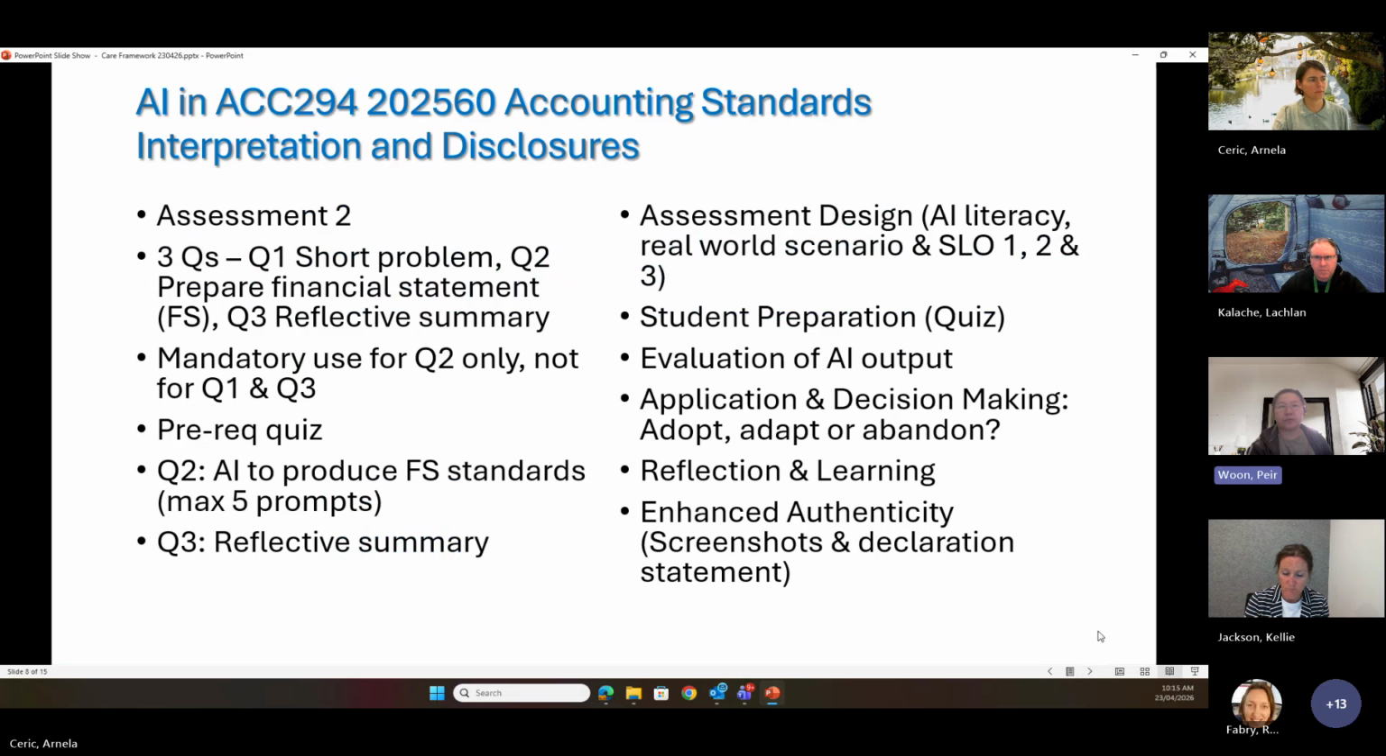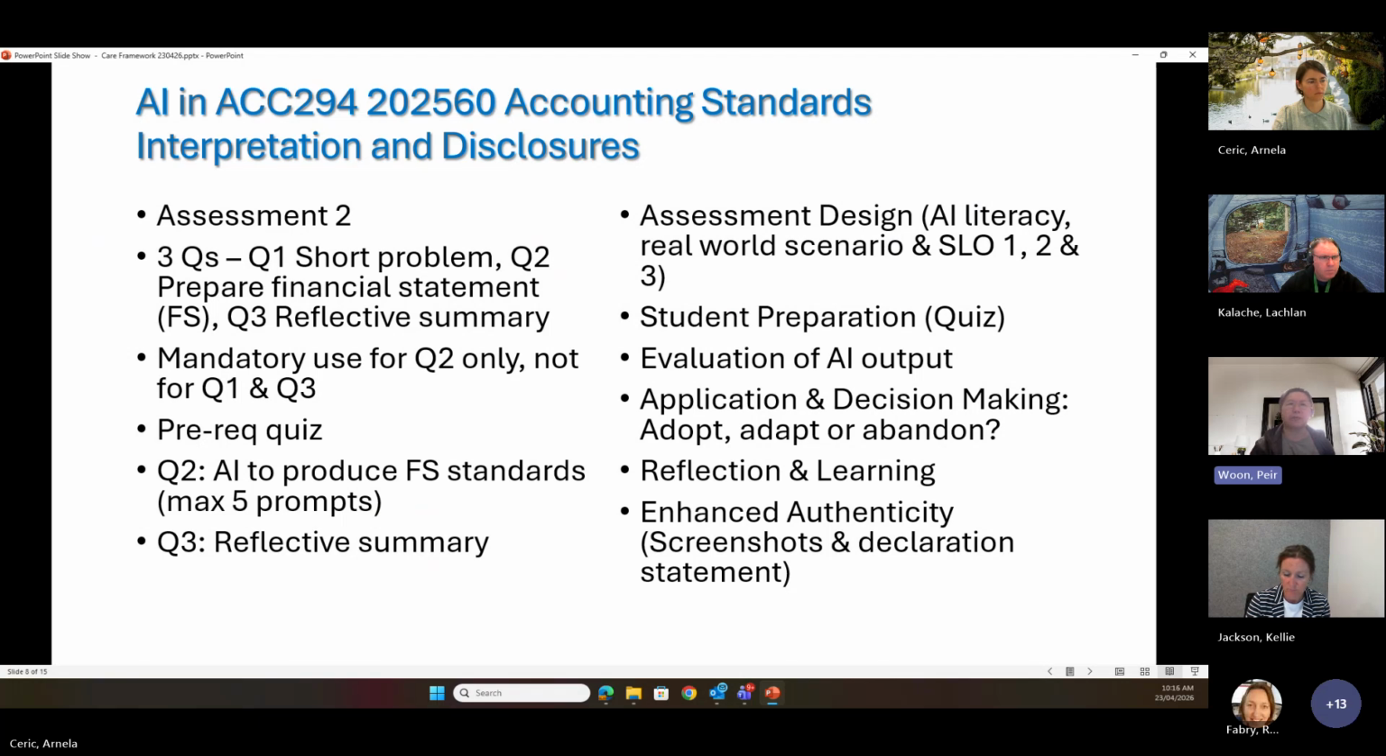So next, we'd like to continue with sharing how the three of us apply these frameworks and principles in our subjects. I'd like to start with one subject that I applied last year. I started incorporating AI with small changes.